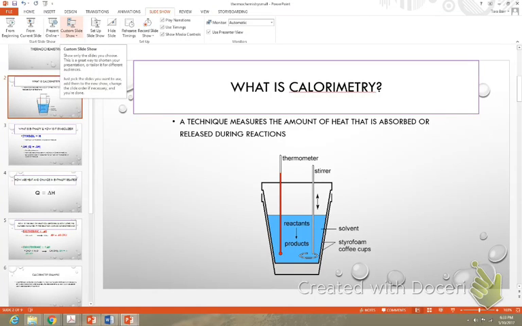Okay, so I told you guys that I would go over calorimetry briefly. I'm going to have you calculate one problem and then we're going to move on to chapter 18 because I need to get some stuff done. So we started off with calorimetry.